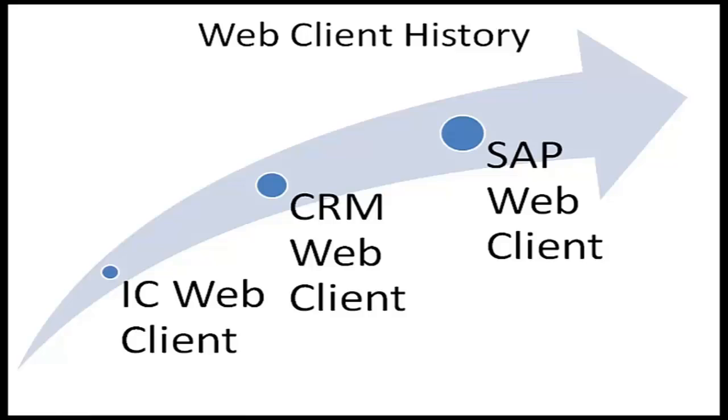Why it is called interaction center is, in 5.0 when SAP came up with this particular technology, they built only the interaction center application, which is also known as call center application, in the web client framework. So that's the reason it has the name IC web client framework, or interaction center web client framework. With CRM 2007 or 6.0, SAP came up with the entire application in this framework and started calling it CRM web UI or CRM web client.